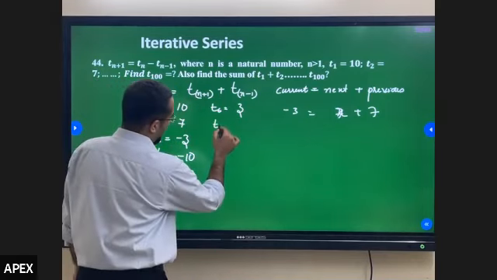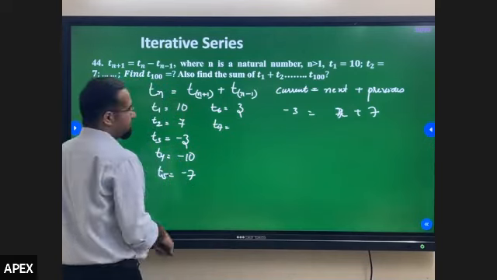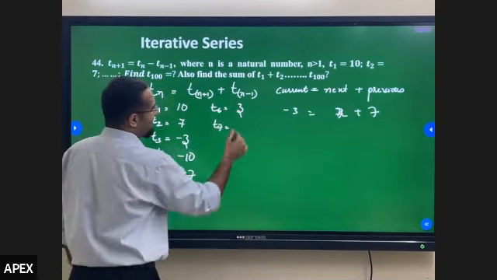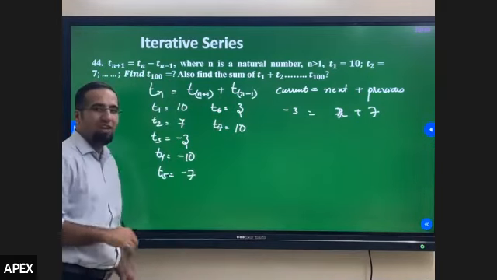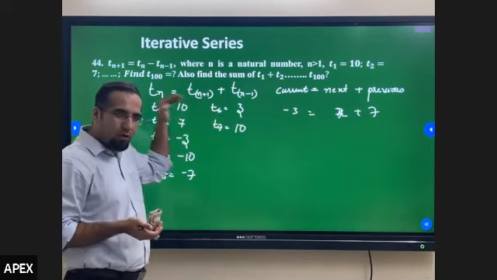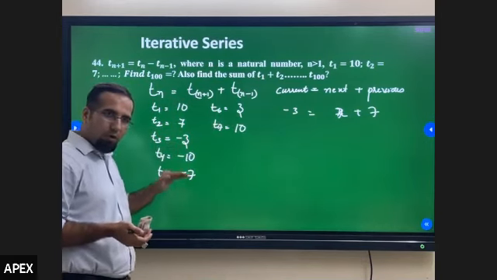Right? Now T of 7 will be what? 3 is equal to minus 7 plus what? Minus 7 plus 10 is equal to 3. I stop here, because I know the minute I touch 10, this series will keep on going.